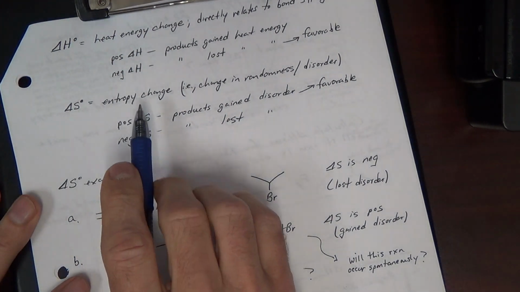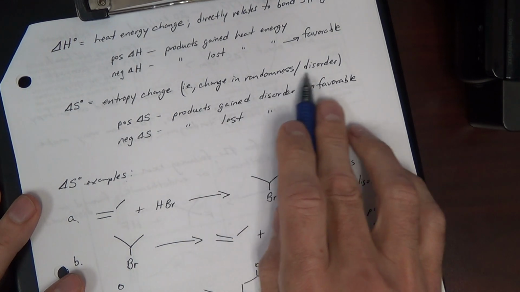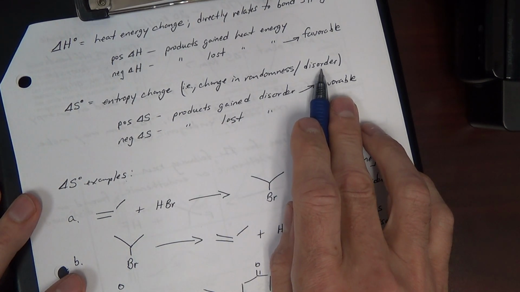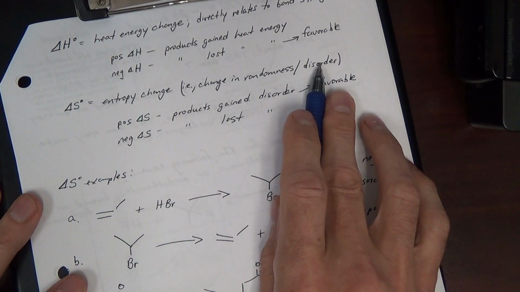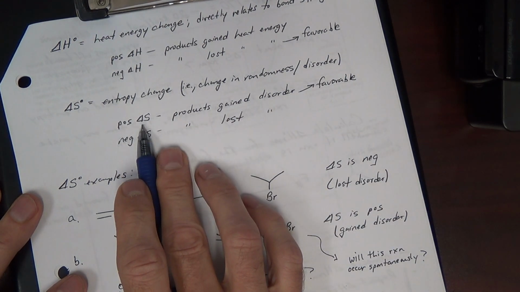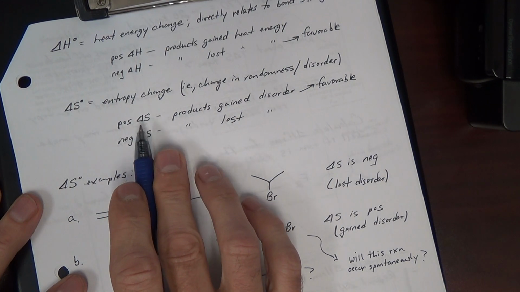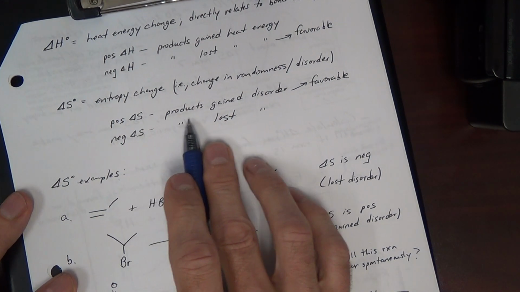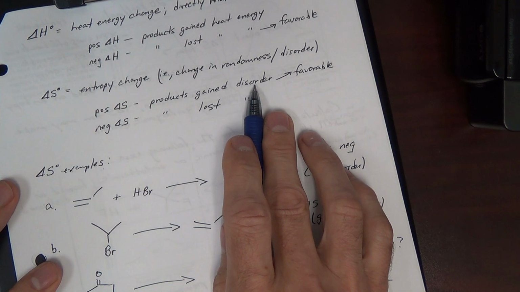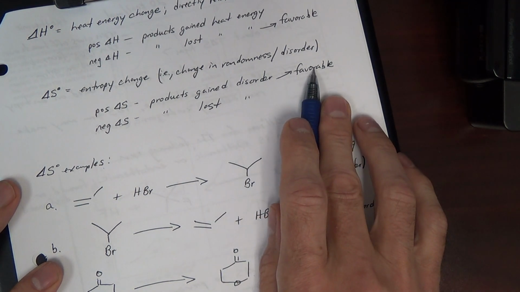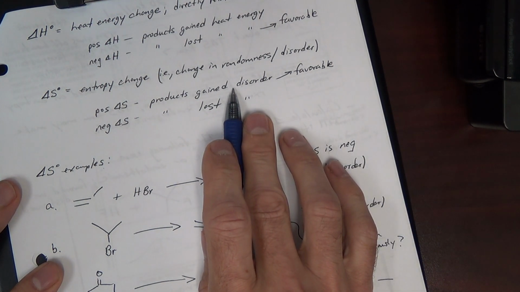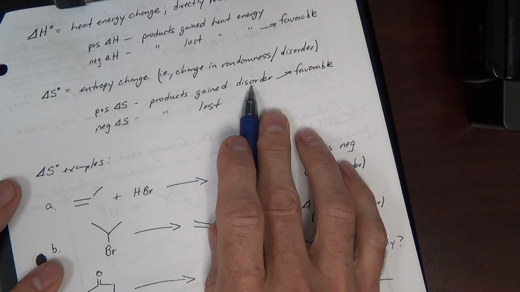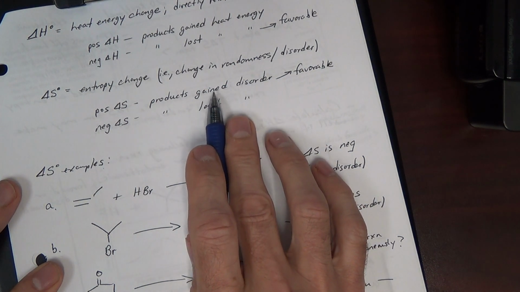Entropy. Entropy is the randomness or disorder that's in a reaction. And the entropy is the change in that disorder. Positive entropy, positive delta S, means the products have gained disorder. That's favorable. Nature wants to become more disordered. It likes to gain disorder.